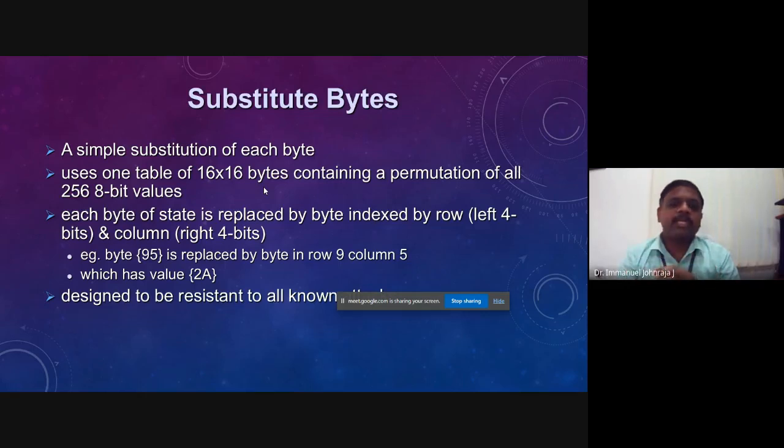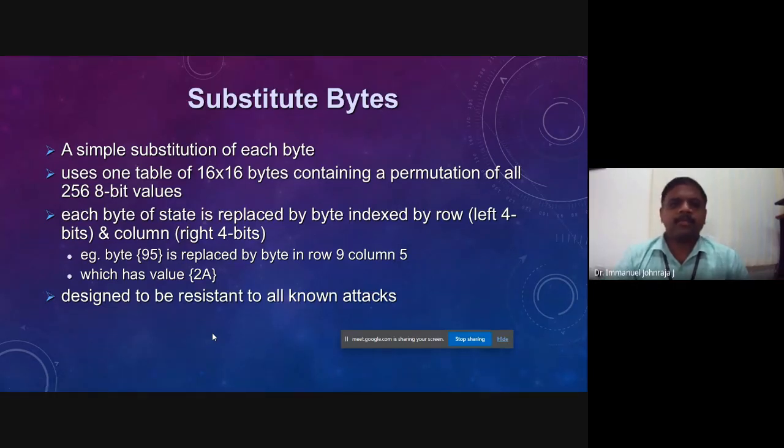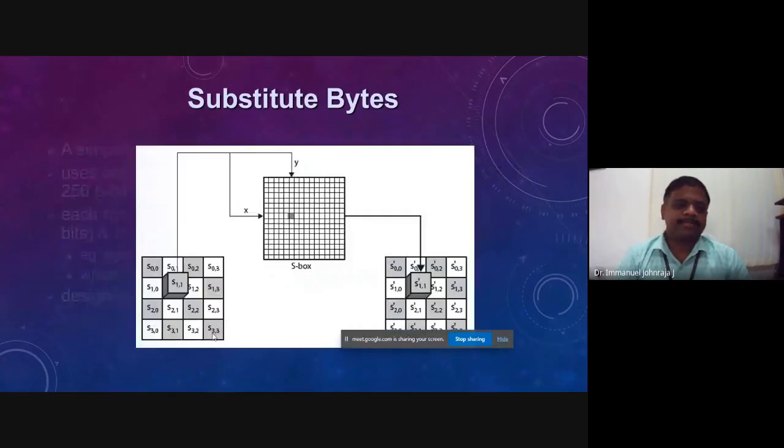That value is replaced. For example, if your input is 9 and 5, 9th row, 5th column, you get a value, and that is replacing. So here nothing is reduced. Earlier, in the case of DES, 6 bits are reduced to 4 bits, but here it is not the case. Here 8 bits are taken, 8 bits are given as the output. So that's another change if you want to compare with DES. This is designed to be resistant to all known attacks. Here is a very simple diagrammatic representation of an S box.